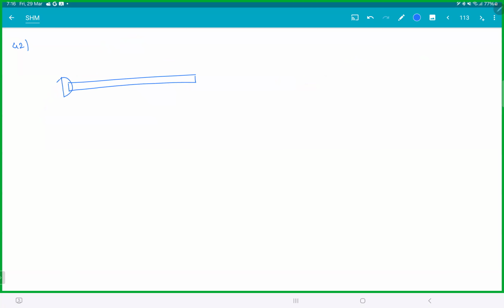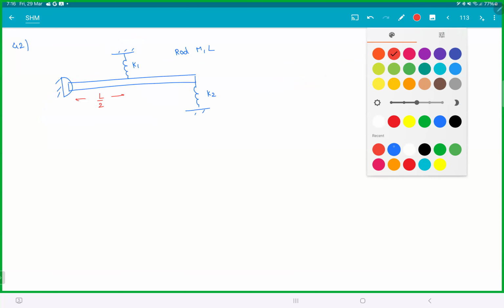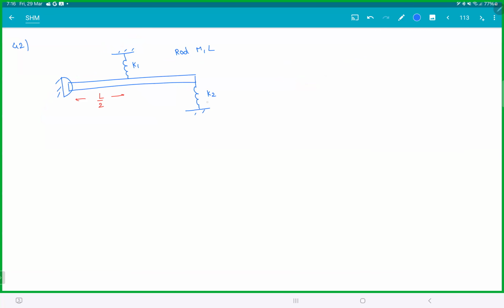We have a rod here. This is hinged. We have a spring here, K1. We have another spring here, K2. This is a rod of mass M, length L. This distance is L by 2. So this second spring is exactly in the middle. Now the rod is gently pushed. The rod is slightly disturbed. Find the time period for small oscillations.